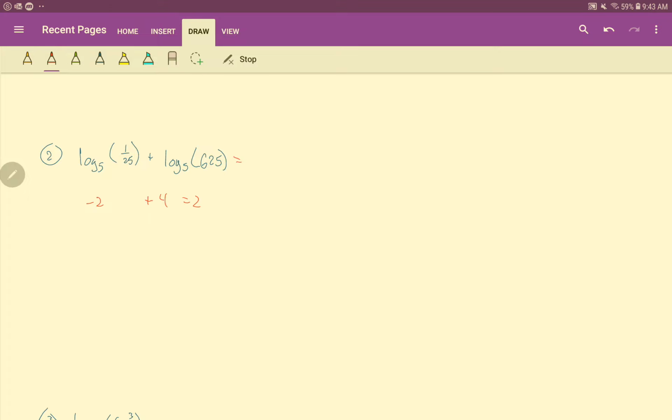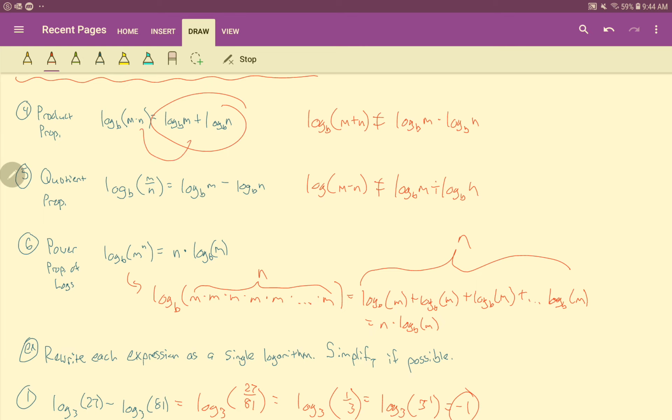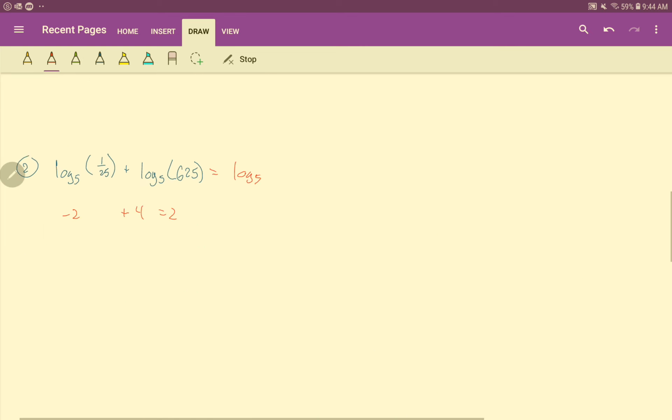But let's go ahead and use our properties too. Again, we have now addition between these two logarithms. Addition between two logarithms becomes multiplication inside. So it's going to be 1/25 times 625 inside, which would just simplify to be, excuse me, 125.